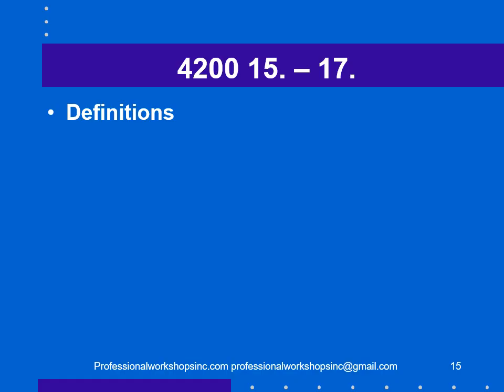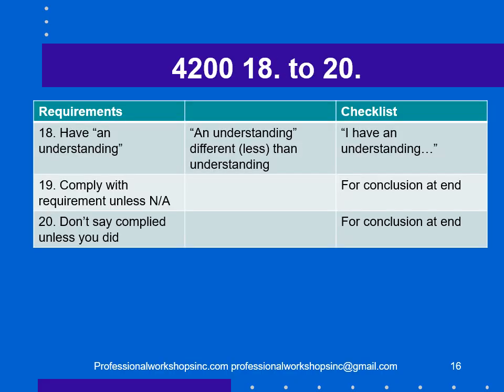Paragraphs 15 to 17 provide definitions. You can read them if you feel like it. Paragraphs 18 to 20 describe the requirements. Now we are to have an understanding. And let us observe that if someone said, "Do you understand this section?" you could say, "No, I don't."